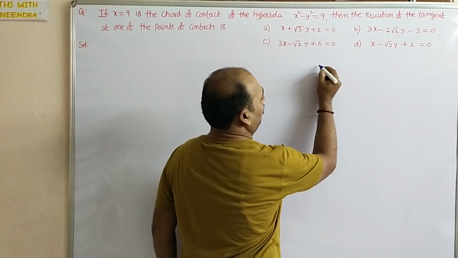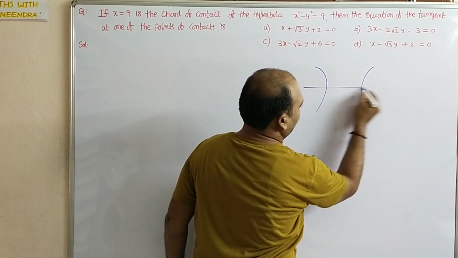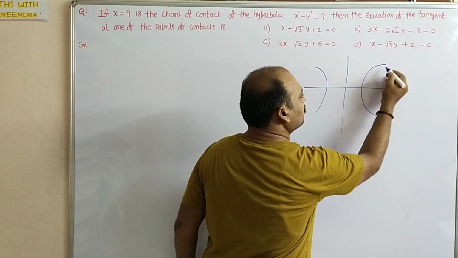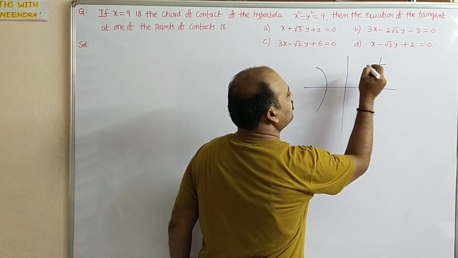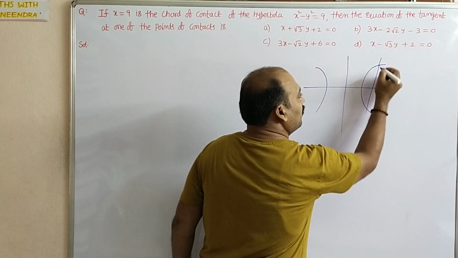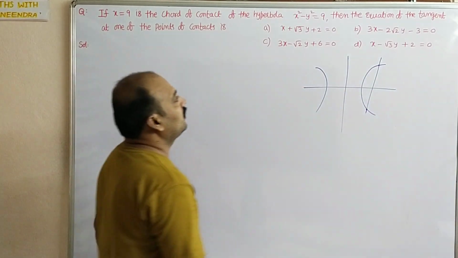This is a rectangular hyperbola anyway. This rough figure I am drawing. So chord of contact means this is the chord of contact. When the point is here, this is the chord of contact. These are the points of contact. These points, how to calculate?